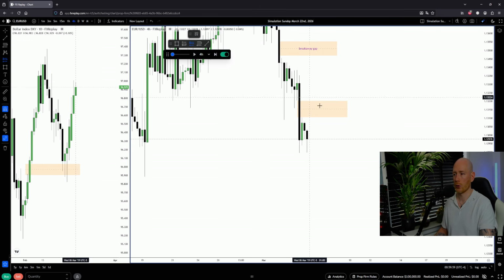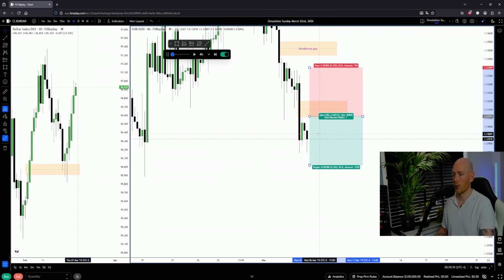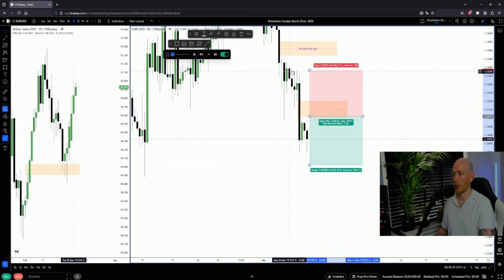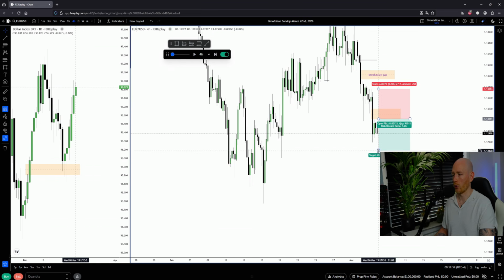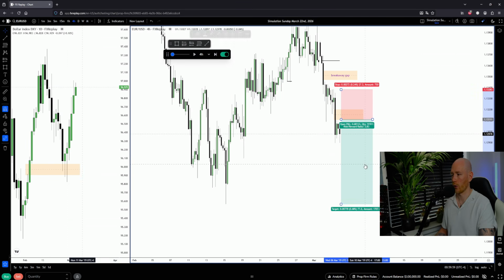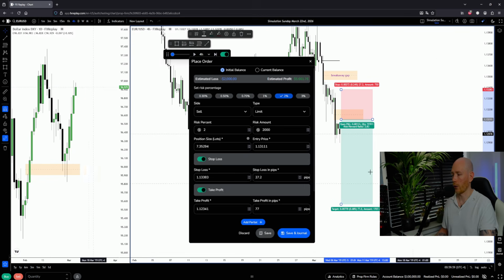So where's the short tool? Is it this one? Yep. And then we'll put a stop on the high here because we're not expecting price to come back there. And we're gonna aim for the low, which is 2.8R.